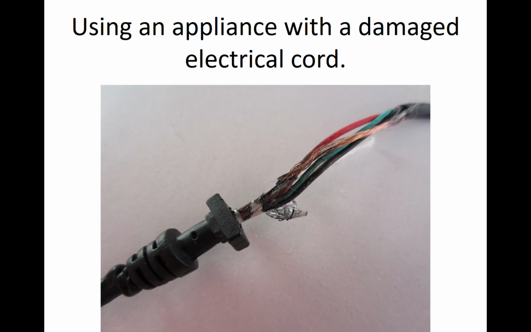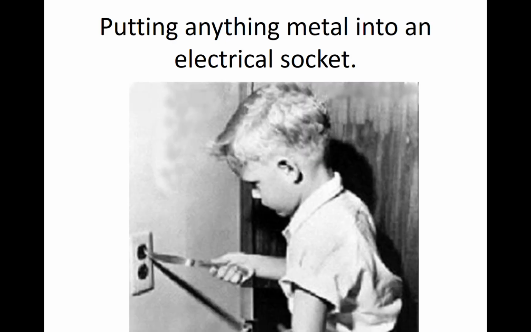So, using an appliance with a damaged electrical cord. If you touch that metal, the electricity can then travel through your body. Putting anything metal into an electrical socket. Metal is a good conductor of electricity, and so if you put anything metal into a socket, the electricity can pass through the metal before it then passes through your body.